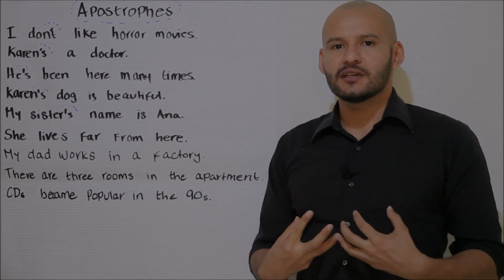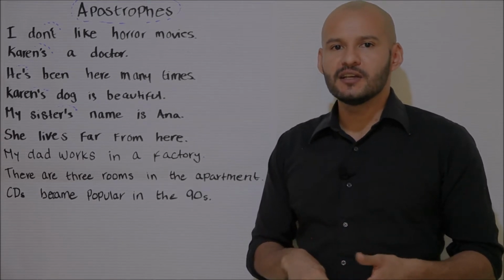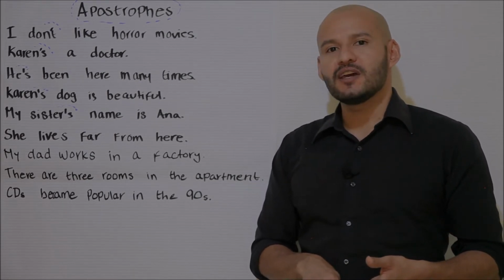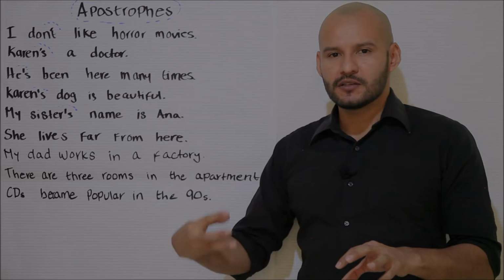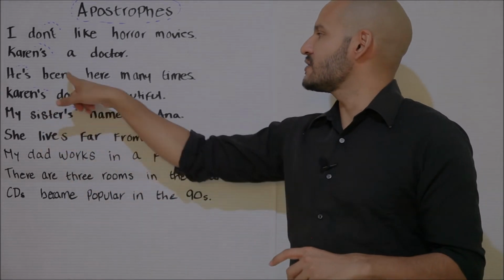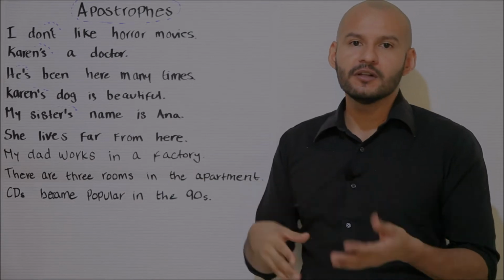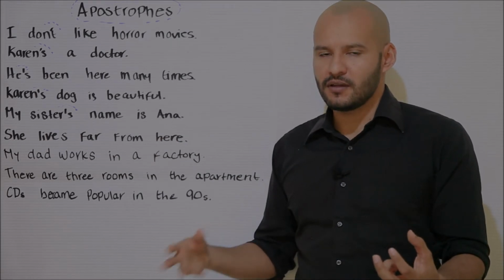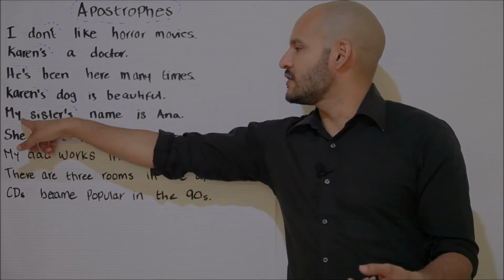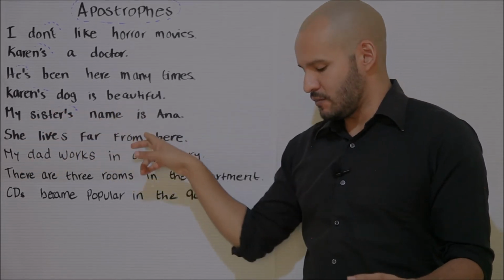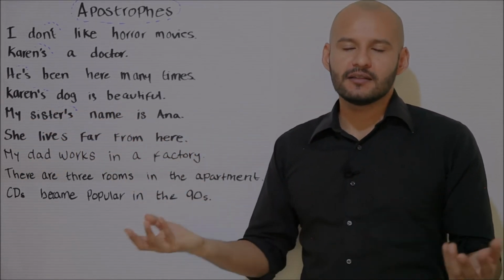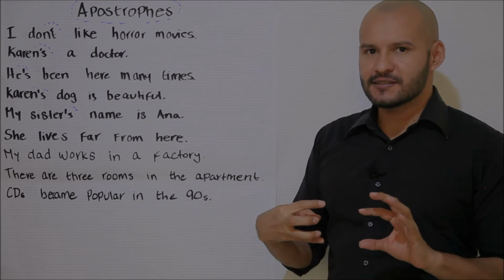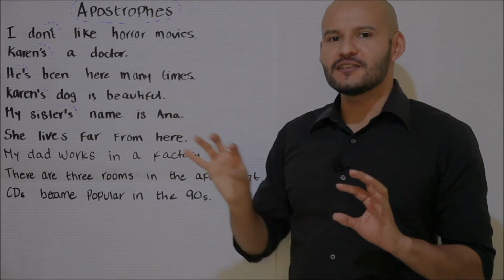The second use of the apostrophe is to indicate possession. So in the same way that I can use the adjectives my, your, his to indicate possession, my dog, my name, my neighbor, I can also use an apostrophe S after a specific noun to indicate possession. So for example, Karen's dog is beautiful. My dog is beautiful. Karen's dog is beautiful. The apostrophe S is indicating possession. And the same thing in this particular sentence, my sister's name is Anna. My sister's indicating possession.